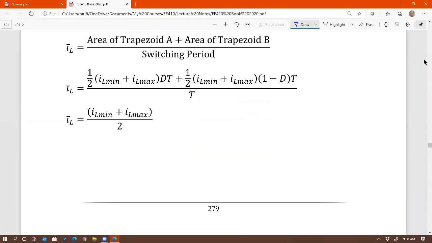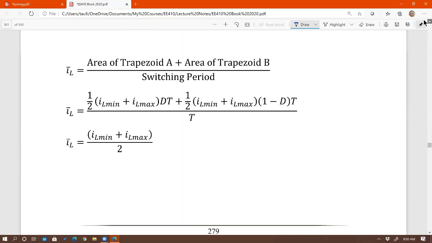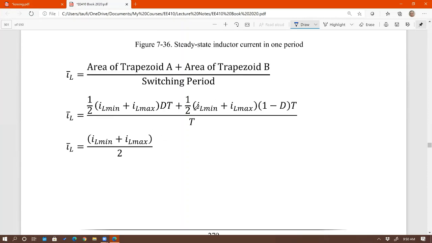Using areas of trapezoids. I mean, you could use different methods, but I use areas of trapezoids. And this is a very important equation. We're going to see this over and over again. So let me say this equation now, and I'm hoping that you can remember this equation as well.